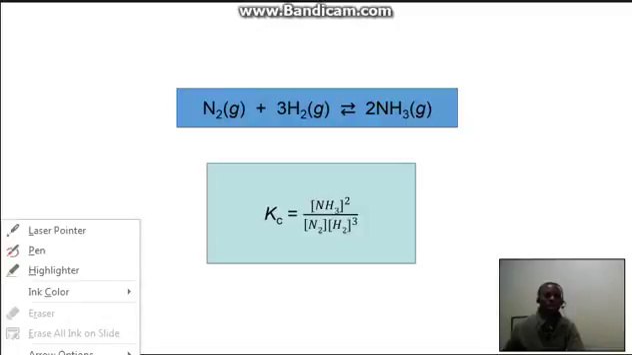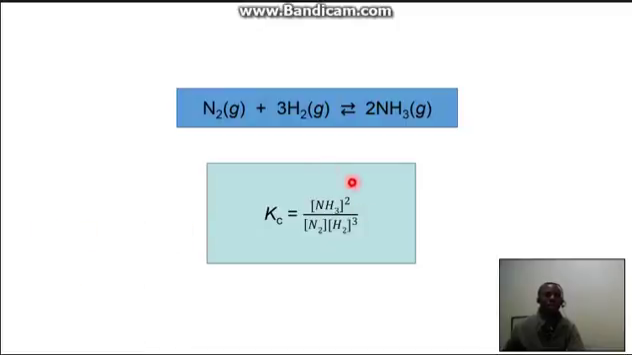Now let us consider a chemical equation: nitrogen gas reacting with hydrogen gas to produce ammonia. In this case, our species are nitrogen, hydrogen, and ammonia. Our coefficients are a coefficient of 1 here, and here a coefficient of 3, while here a coefficient of 2.